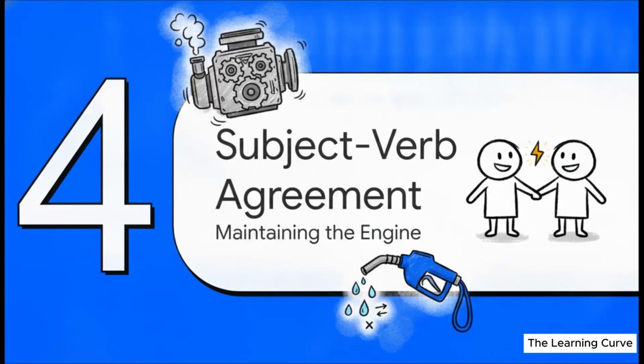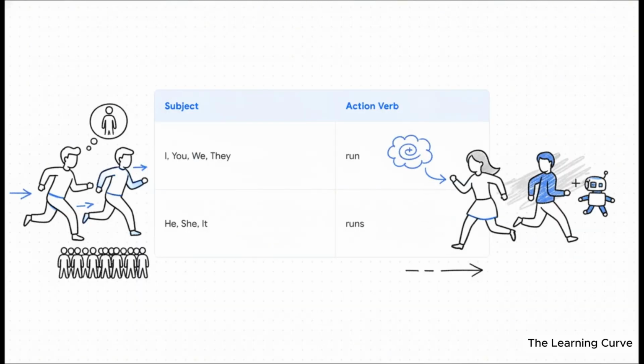Section 4, Subject-Verb Agreement Basics, maintaining the engine. Okay, so if the verb is the engine, we really need to make sure we're putting in the right fuel. In English, specifically in the present tense, our verb engine has to perfectly match our subject. It's pretty straightforward for most pronouns. With subjects like I, you, we, and they, the action verb run stays exactly the same. I run, you run, we run. But when the subject is a third-person singular pronoun, so he, she, or it, the rule shifts a little. We generally have to slap an S onto the end of the action verb, so it becomes he runs, she runs, it runs. This whole concept of matching is what we call subject-verb agreement.